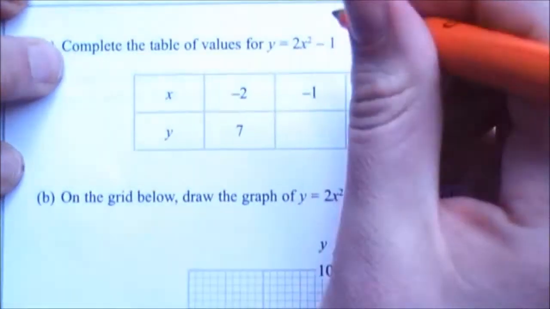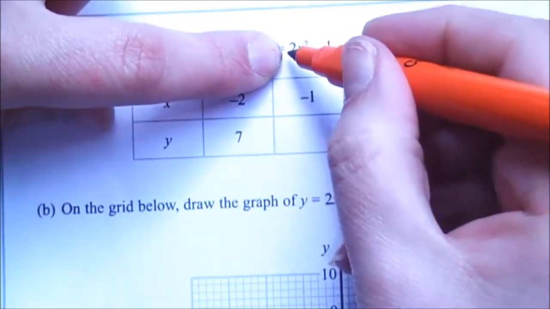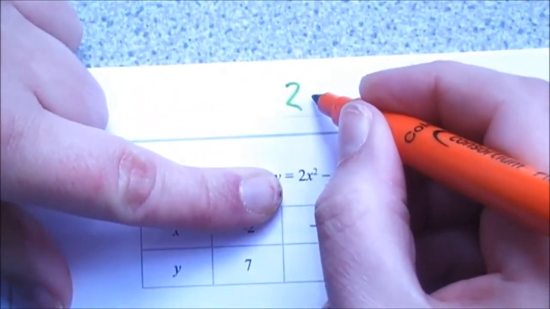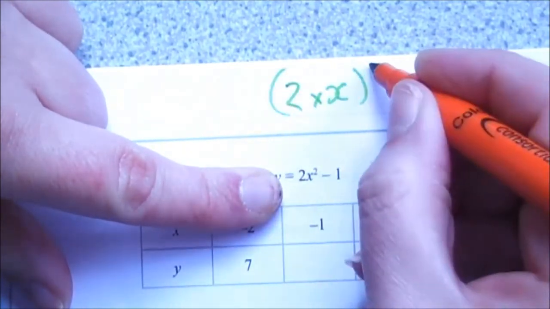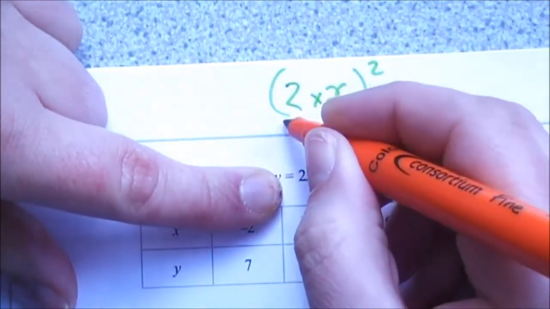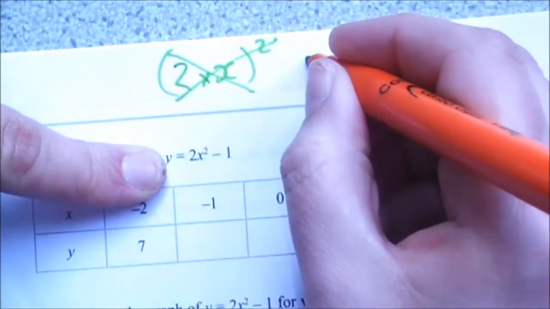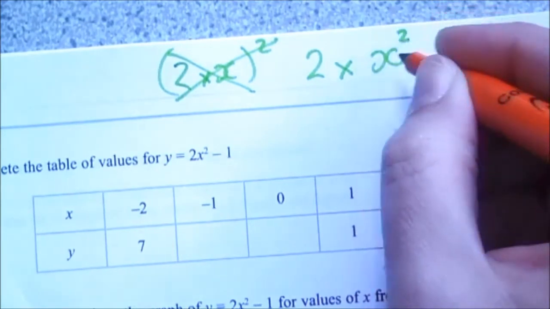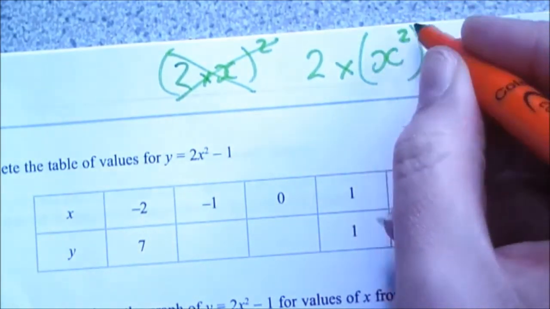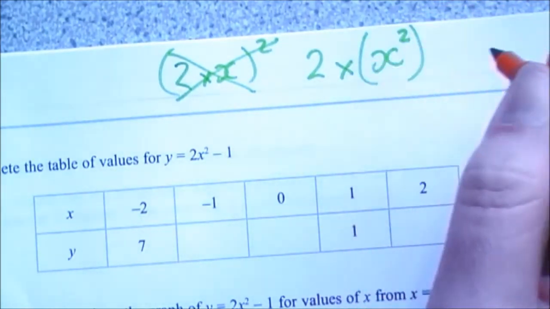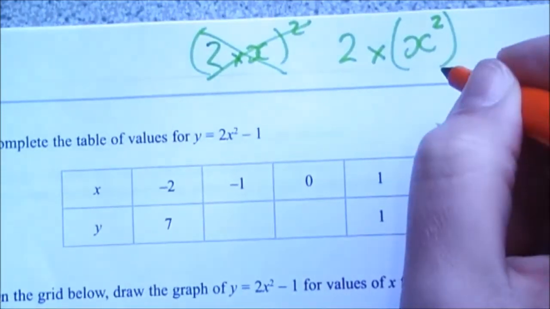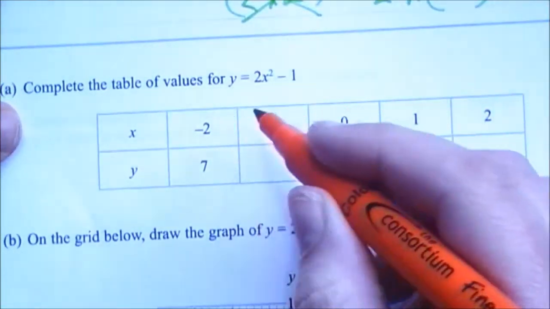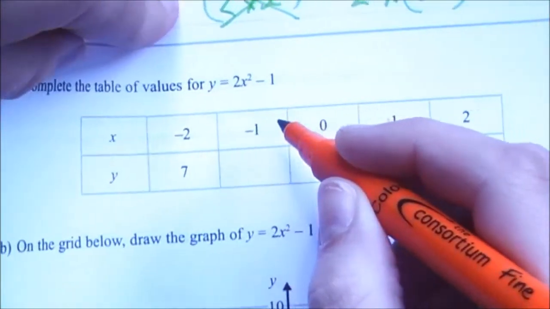The first thing that you need to be aware of is that this 2x squared is not 2 times x and then you square it. That's what it's not. It's 2 times your x value squared. So you have to square your x first before you multiply it by 2. So you've got to be quite careful when you're inputting this to a calculator. So complete the table of values for y equals 2x squared minus 1.